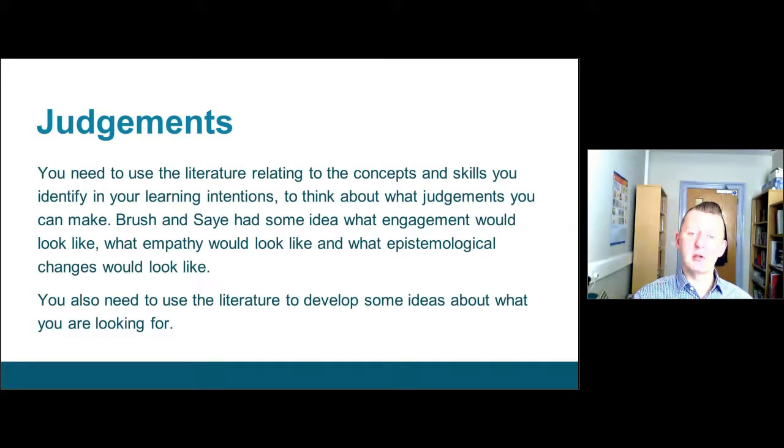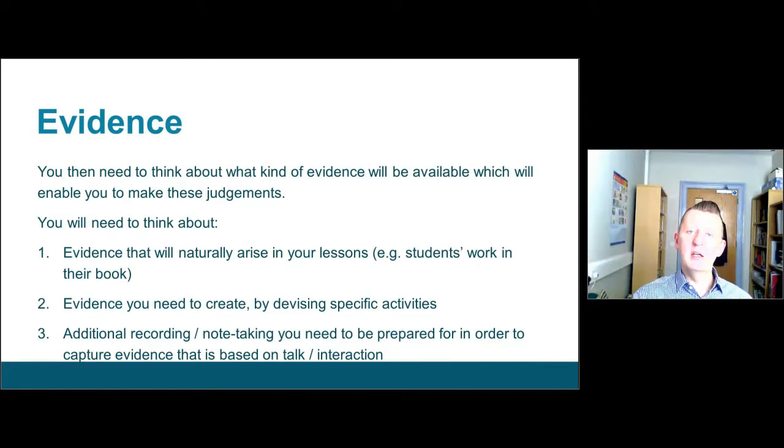Now, Brush and Say, in the example we looked at, already had some idea of what engagement would look like, what empathy would look like, and what epistemological changes would look like. But they didn't get these from the back of their mind. In their paper, they explicitly reference these to the historical education literature. So the models they identify from the literature rather than just identifying from the student's work from scratch. So you need to go back and use some of that literature to develop ideas about what it is you're looking for around those learning intentions. And then Brush and Say were clear about how they were going to collect evidence to inform those judgments. And you'll need to do the same thing.